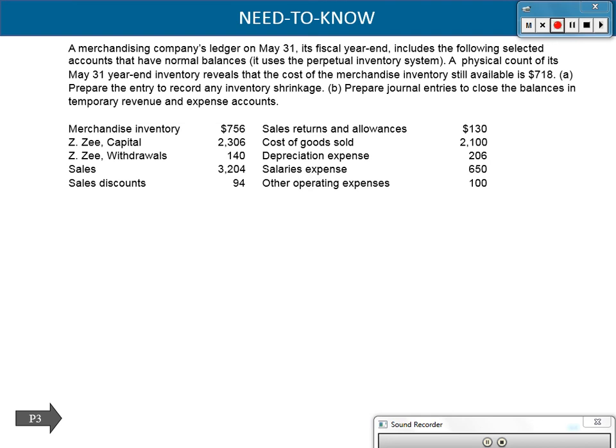Okay, so with this, we are preparing the adjusting entry for shrinkage. Now, how much did they tell you was still left in inventory by the end of the year? $718. And what was the beginning inventory? 756. So that means that the shrinkage is what? That first 70-something minus the 718. Which is how much? $38.